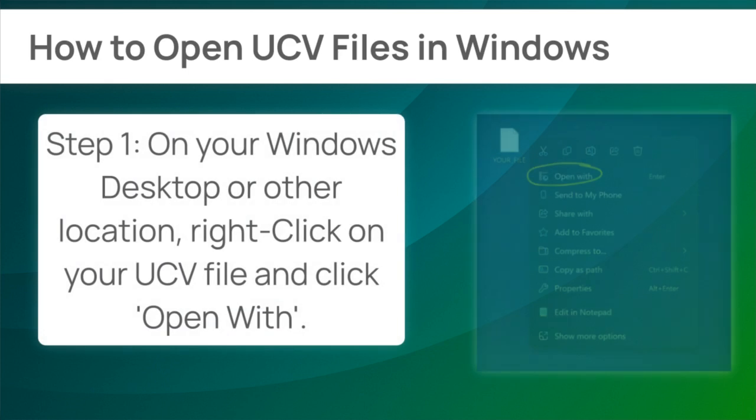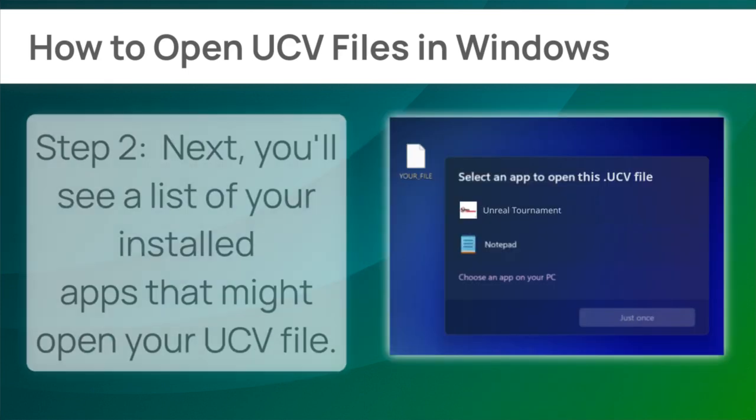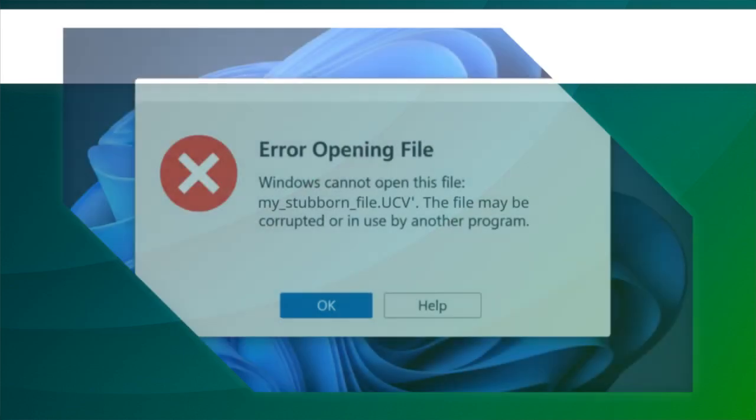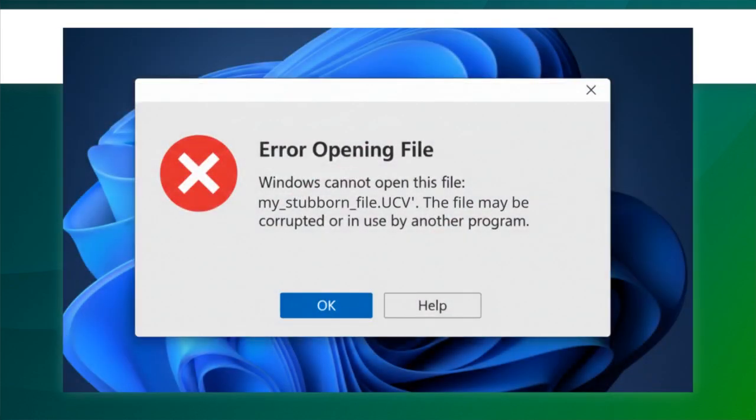Let's make this simple. Right-click the UCV file and hit Open With. If Unreal Tournament is on your machine, test it immediately. If not, choose another program. It's a matter of finding the right decoder. If you cannot access the UCV file, no problem.